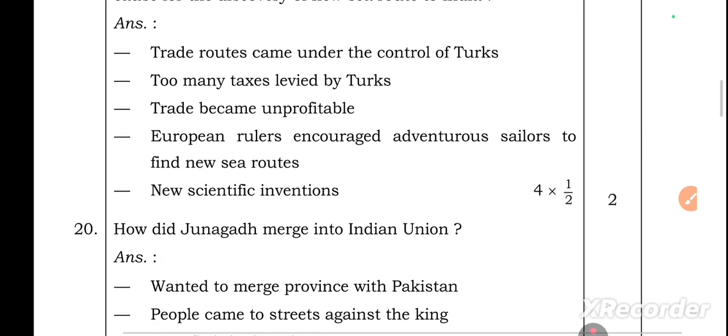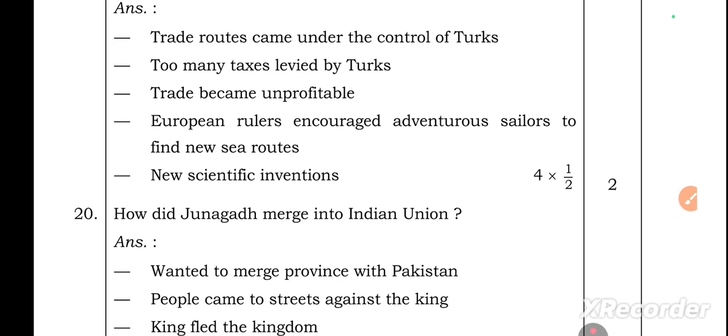19th one question. How did the capture of Constantinople by Turks become the cause for the discovery of new sea route to India? Answer. Trade routes came under the control of Turks. Too many taxes levied by Turks. Trade became unprofitable. European rulers encouraged adventurous sailors to find new sea routes, new scientific inventions.